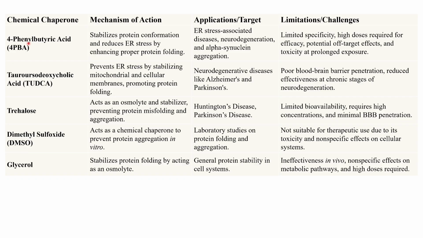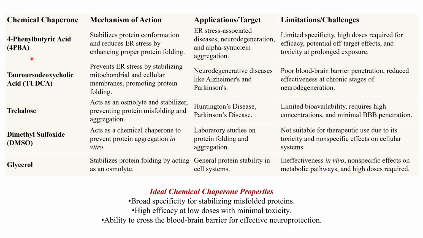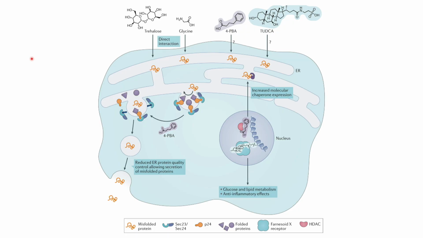So, if we see their mechanism of action, I will skip this part. I told you, some of them are specific, some of them are non-specific. I will straightaway come here. Now, trehalose and glycine, they are osmolytes. Osmolytes directly attach with the misfolded protein and help in its proper formation. Osmolytes have just one role, just one mechanism.